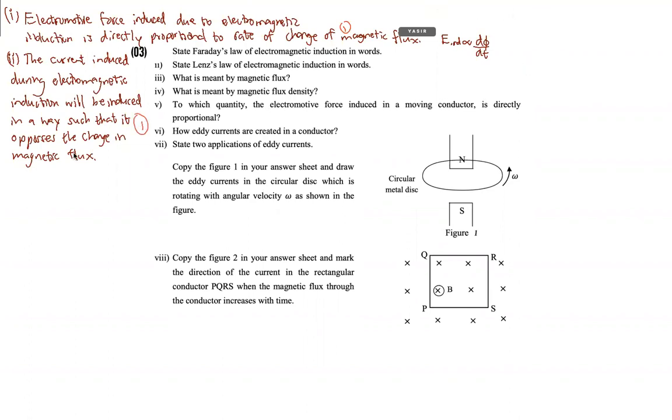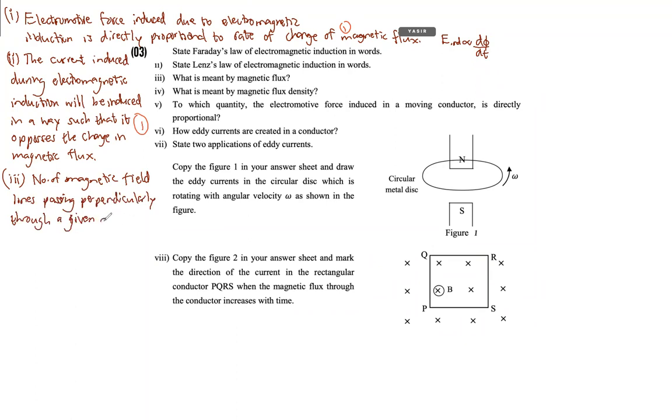Electric flux, magnetic flux, all of them have more or less similar definitions. What is magnetic flux? Number of magnetic field lines passing perpendicularly through a given area.